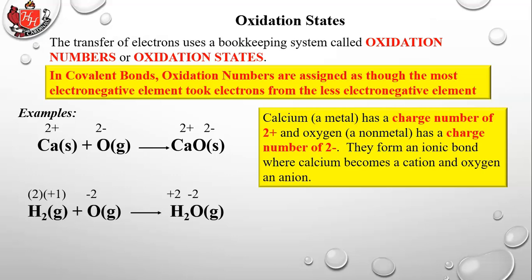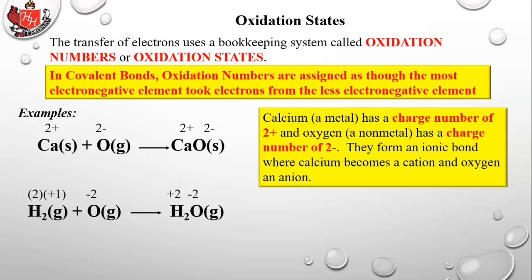Now we know that H2O is not an ionic bond. The oxygen does not totally pull the electrons away from the hydrogens. However, it's polar covalent, so it does pull the electrons toward the oxygen. So what we're going to now do is assume that oxygen did actually take the electrons away from hydrogen. So it becomes a -2 charge, and the hydrogen becomes a +2 charge.